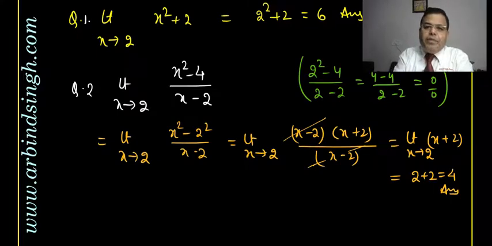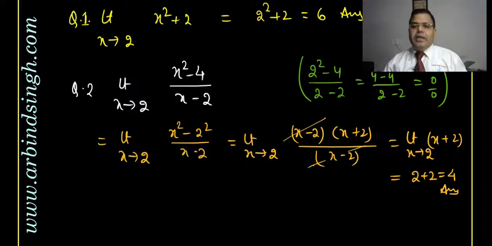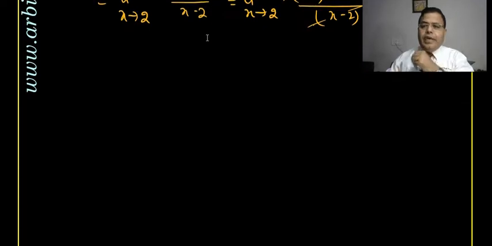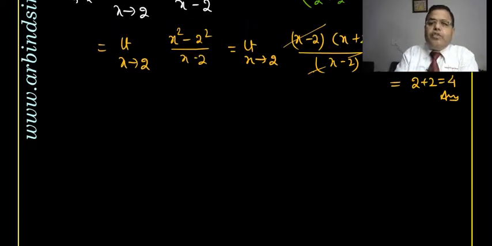So we have to put the value of the limit until any one of the 7 forms comes. If any one of the 7 forms comes, then we will remove that form, and whenever this form is removed, we will put the value of the limit. For removing this form, one of the methods is factorization. What I did here is called factorization. I made the factors of these two, one factor cancels out, and thereafter I put the value.